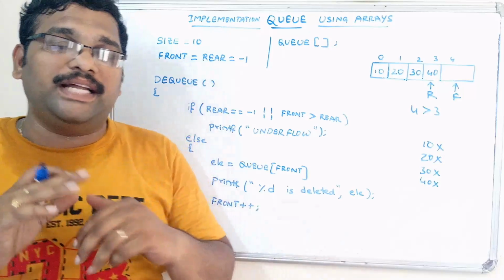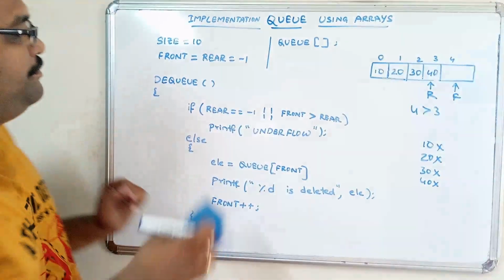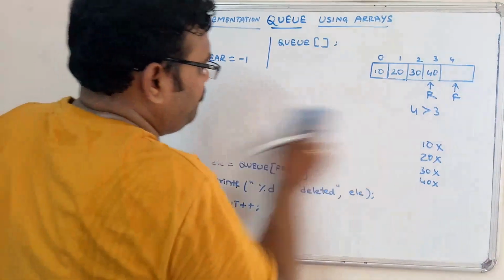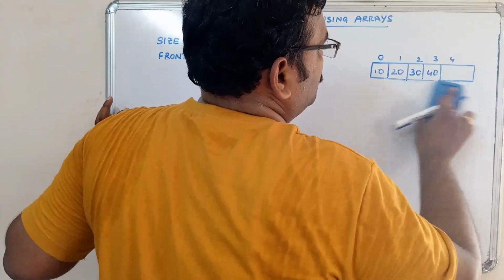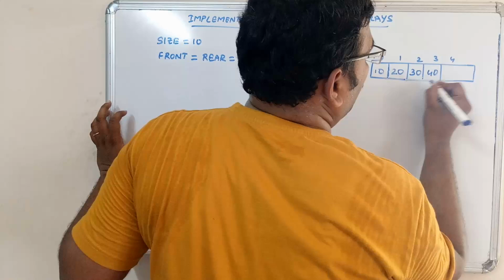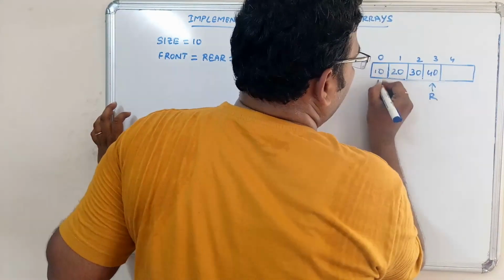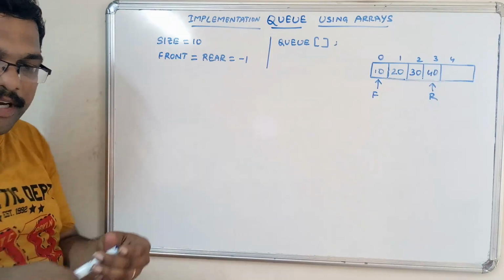Now we'll go with the third one, that is display. How to display the elements of a queue. That's also a very simple thing. So this is the rear, this is the front. Right. Now display operation.